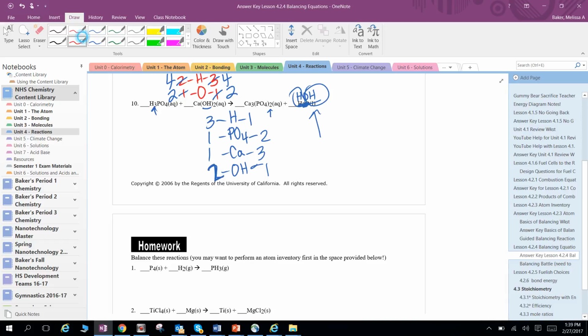Okay, so let's not start with the H's or the O's. Let's start with the calciums. I'm going to put a 3 in front of the calcium on the left side, which actually makes this 6 OHs.